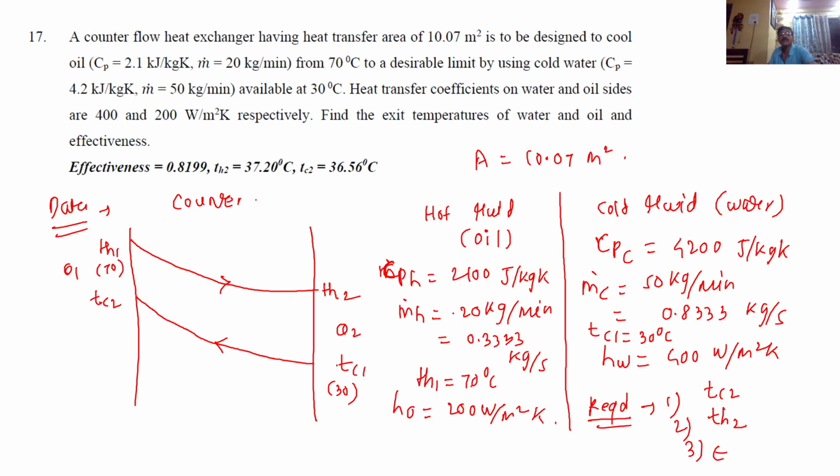Now, if you look at the diagram, only TH1 and TC1 are given. TH2 and TC2, two temperatures, are unknown. So there is only one option in front of you. That is which approach? Epsilon NTU approach. So this is the only way by which the problem is solved.